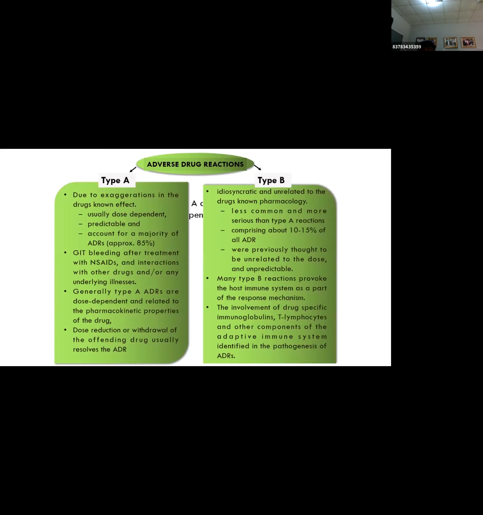For type B adverse drug reactions, they are said to be generally idiosyncratic, although I have a problem with that term idiosyncratic because we've gotten to a stage where you can actually find out the cause of most of these reactions. But for a layman or for general understanding, we should still use that term idiosyncrasy. So they are said to be idiosyncratic and they provoke the host immune response as part of the response mechanism. So you find that there's involvement of T cells, B cells, and other components of the immune system.